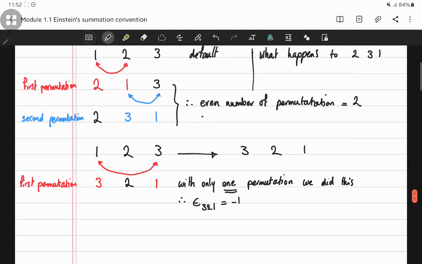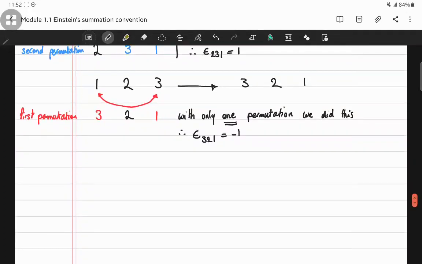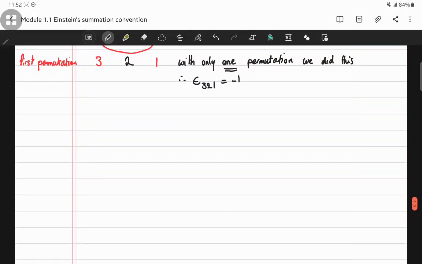Therefore, for an even number of permutations, we had epsilon 2 3 1 here. We did it with 2 permutations, so it is 1. To give you a better pattern, we have 1 2 3 as the default pattern here. So these are even permutations.